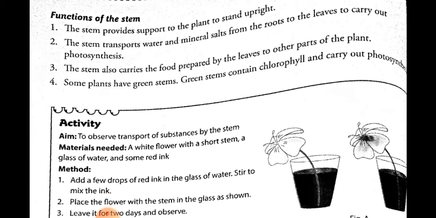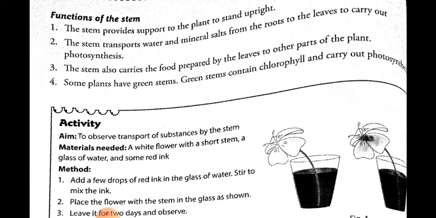The next function of the stem is that the stem transports water and mineral salts from the roots to the leaves to carry out photosynthesis. We know that roots absorb the nutrition and water from the soil. This nutrition and water are transported to the leaves for photosynthesis. What is photosynthesis? Photosynthesis is a process through which green plants make their own food in the presence of sunlight, water and chlorophyll. So green plants make their food with the help of photosynthesis.